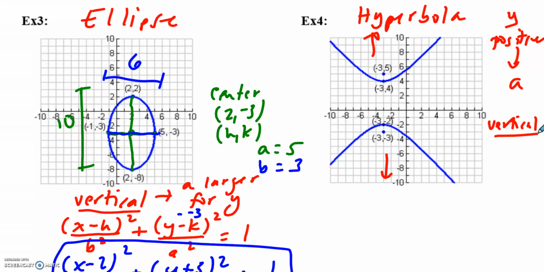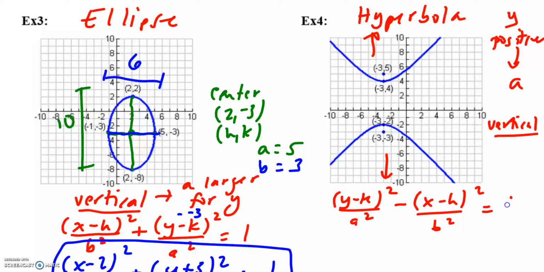And so if I want to write a general equation there, the (y minus k) squared would have to go in the front. So that would have the a squared on it, minus (x minus h) squared over b squared equals 1.